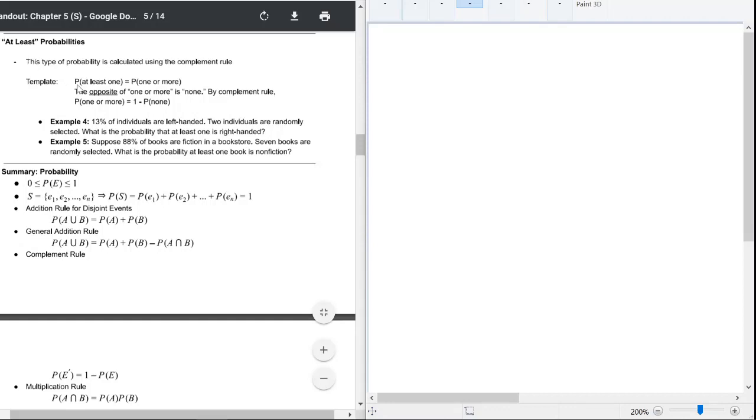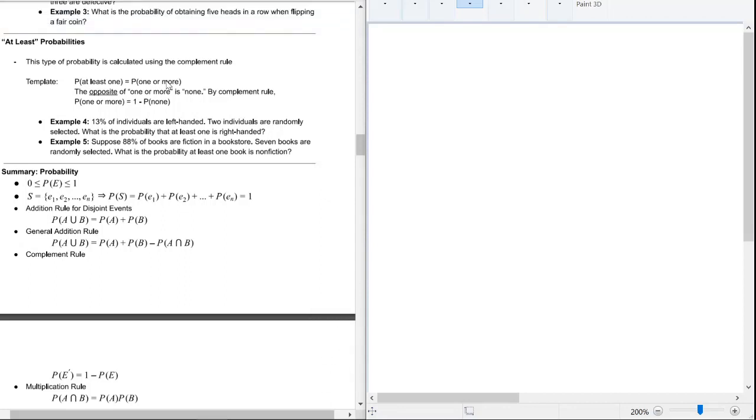So when we see the probability of at least 1, okay, that's the template. Probability of at least 1. At least 1 means that we have 1 or more. So the at least probability requires that we take the opposite of 1 or more. So when you think about what is the opposite of having 1 or more, the opposite is none.